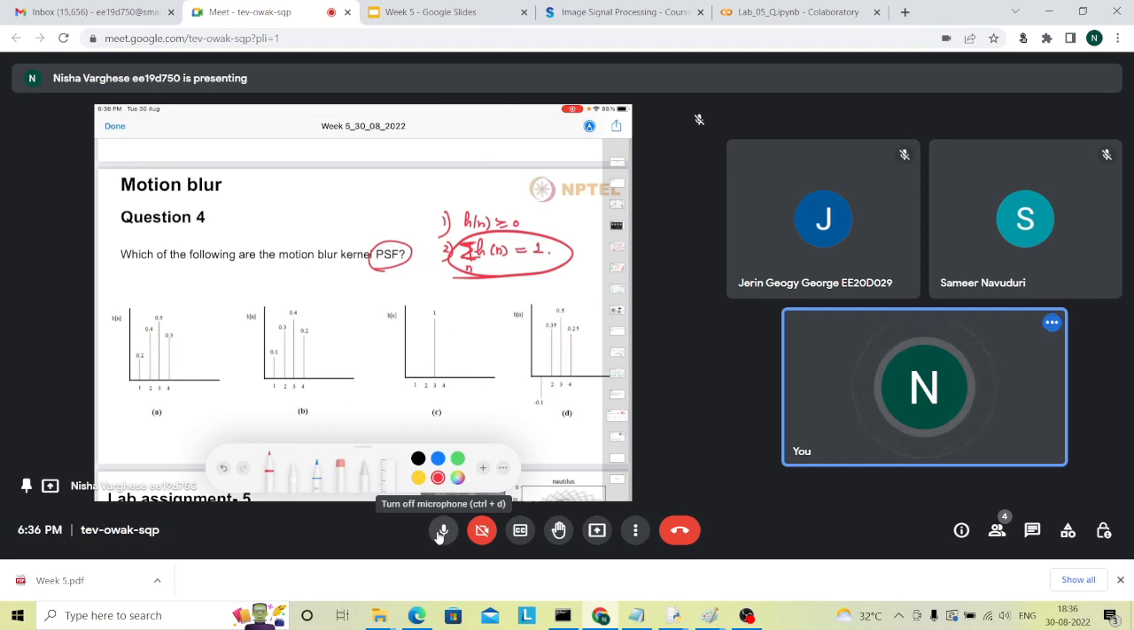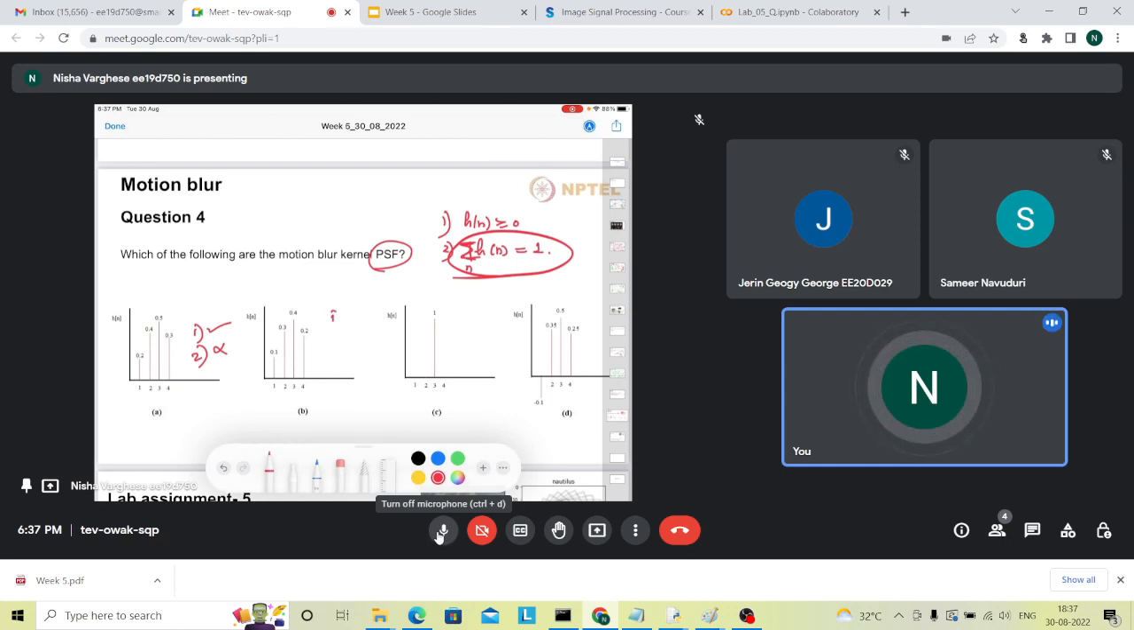So in the first case, just check whether all the values are positive. Yes, the first condition is obeyed. The second condition is the sum of the values in h of n. So 0.2 plus 0.4, 0.6, 1.1. So the second condition is false.